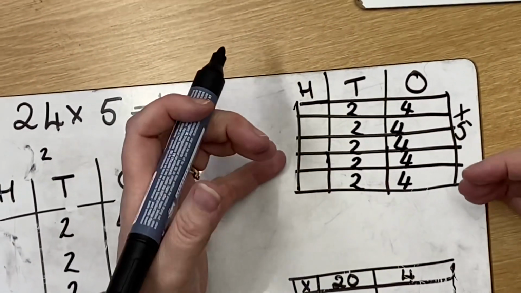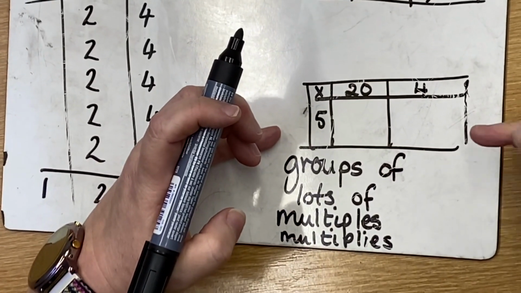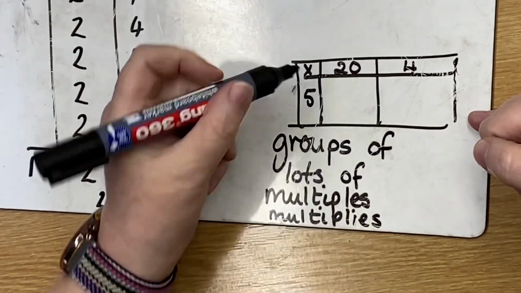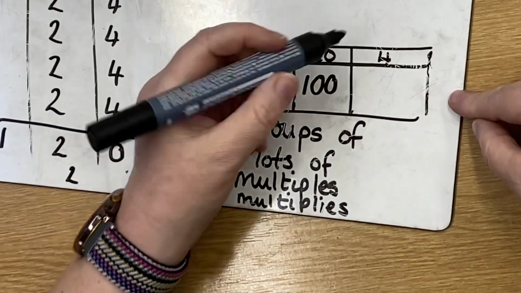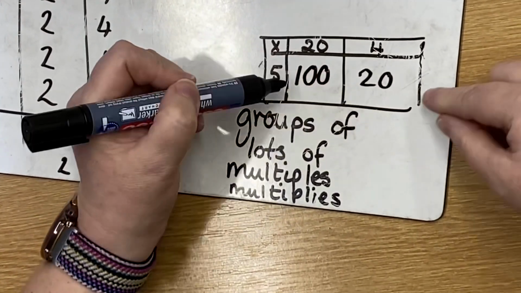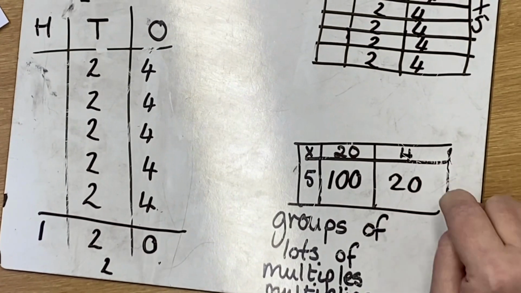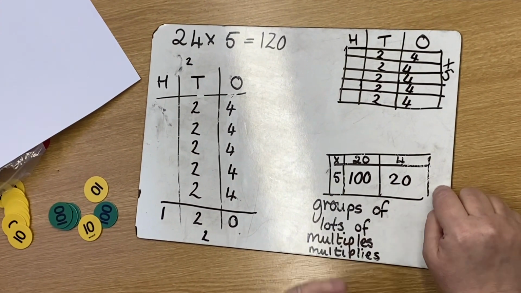We then move from this into our more abstract queue again, where we have our 5 groups of 20, which are 100, our 5 groups of 4, which are 20, and then we get into the habit of adding them together to make 120. This is also helpful when we're looking at our arithmetic calculations.